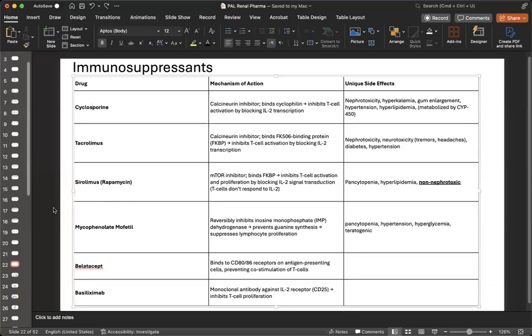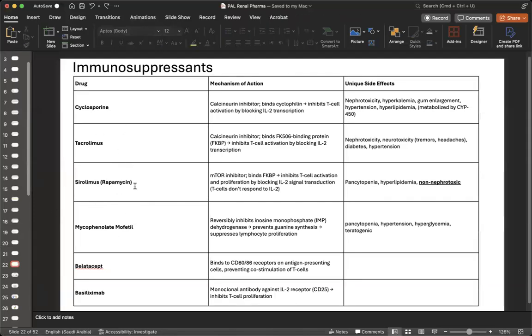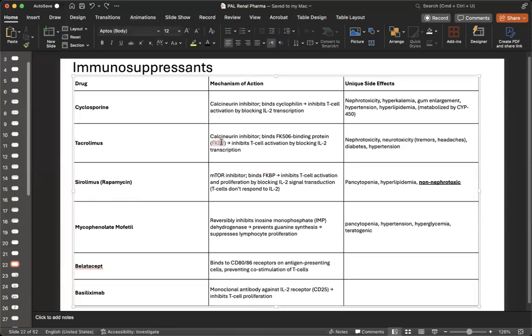So that's the main three drugs that we want to talk about here. Remember the two differences between these. This is an mTOR inhibitor. It also binds FKBP as well, but this prevents IL-2 from activating T cells, while here this prevents the production of IL-2. This prevents the milk coming out of the cow directly, and this prevents the milk working on a human being.